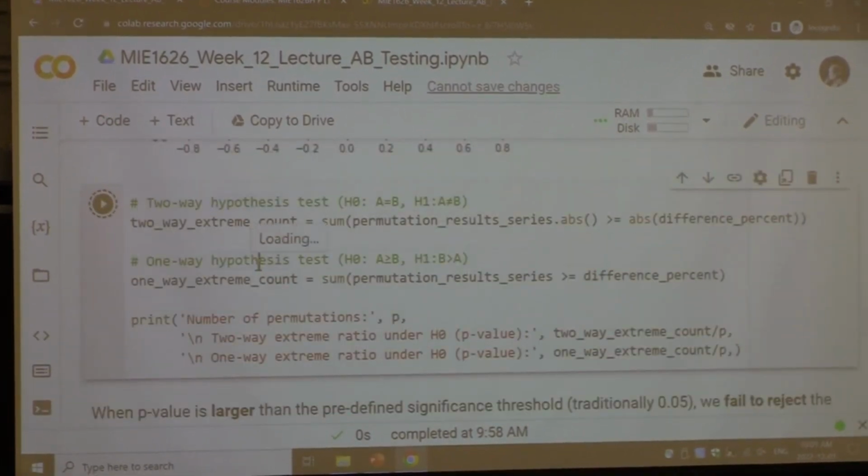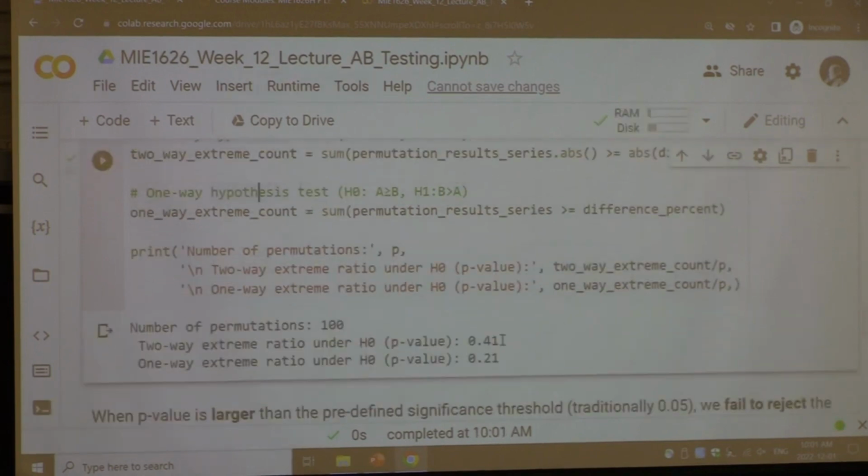So the two p-values, disconnected. Let me try again. Okay, yeah. The two-way p-value is 41%. The one-way p-value is 21%. None of these is less than 5%. So we fail to reject the null hypothesis for both of these tests.